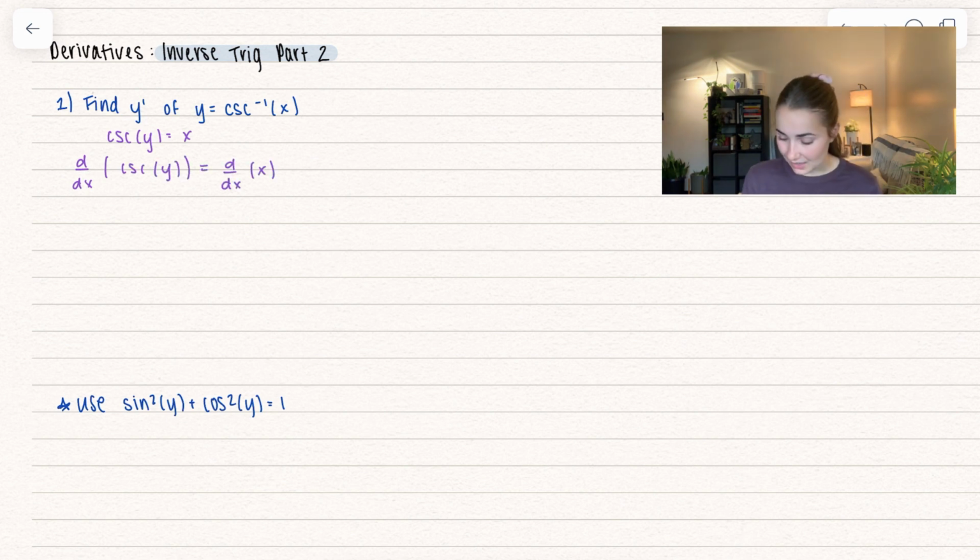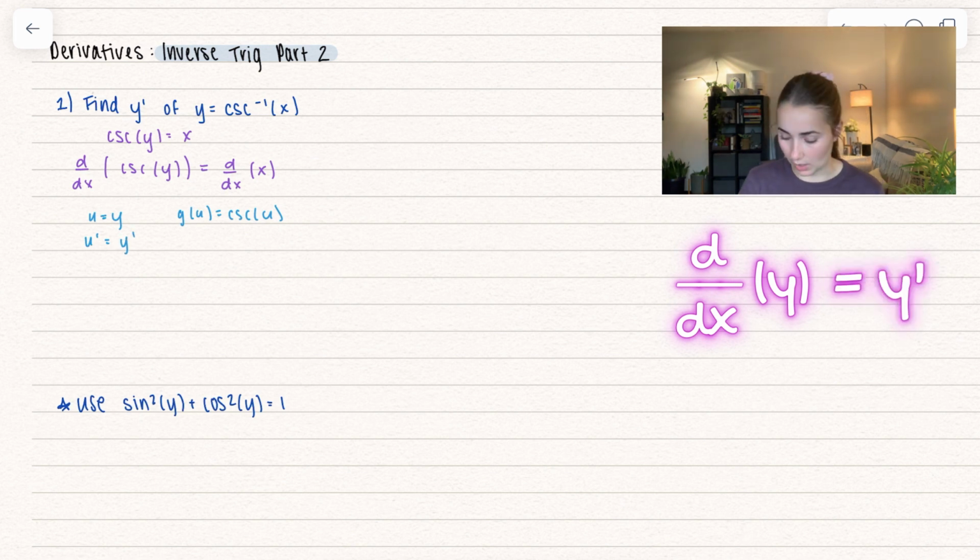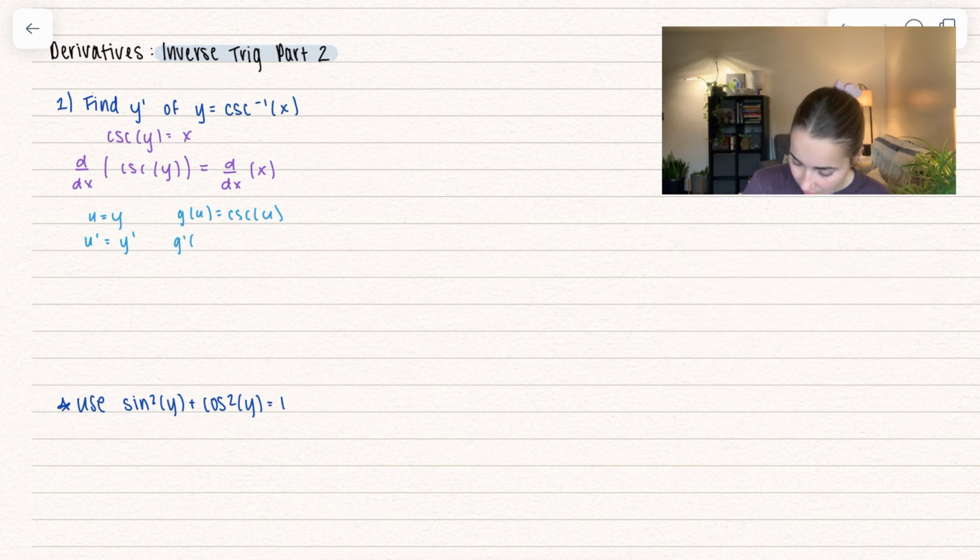So on this left-hand side, what I actually want to use is chain rule, right? Our inside is equal to y, and our outside, g of u, is equal to cosecant of u. So when I take the first derivative of y, remember we're taking the derivative of y in terms of x, which means it's not going to equal 1. I'm just going to leave it as y prime. And then my derivative of cosecant is equal to negative cosecant of u times cotangent of u.